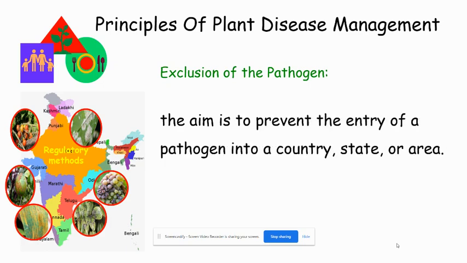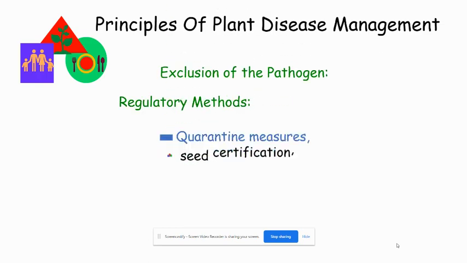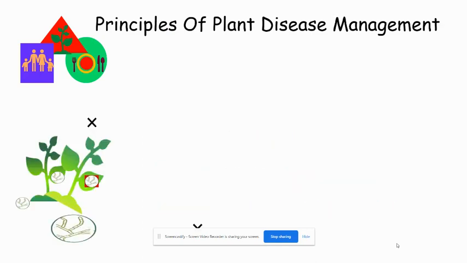The next principle is exclusion of pathogen. This principle aims to prevent the entry of pathogens into a country, state or area. So, by regulating the entry of these pathogens in a particular area, we can keep our plants safe and we can improve the health of the plants. This principle is based on some regulatory methods. These regulatory methods include quarantine measures, seed certification, plant disease notification, and prevention of sale of diseased plants.